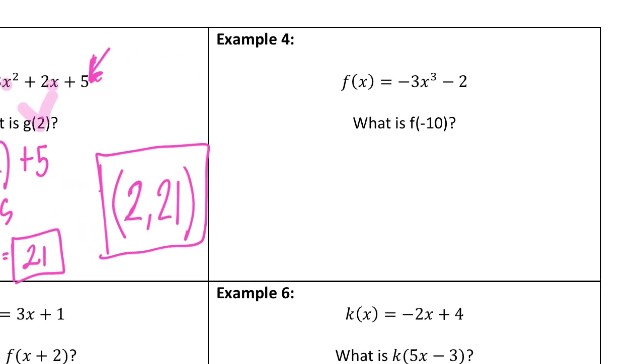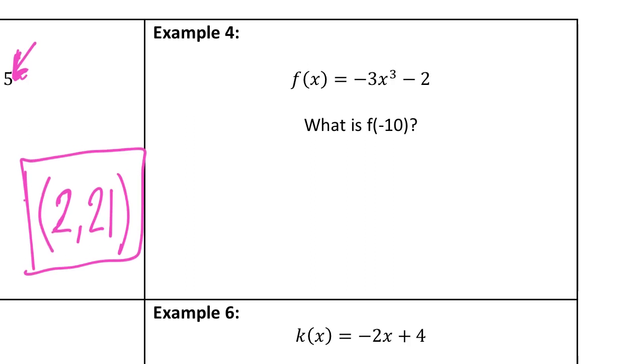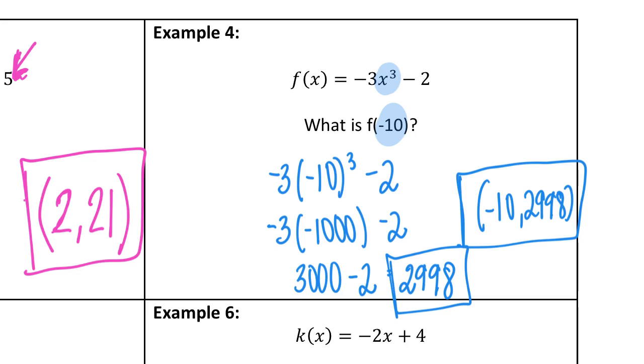Y'all go ahead and give this next one a shot. Pause the screen, plug in for x, and we'll see what you get for your answer. All right, let's see if you got that correct answer. You plug in negative 10 in place of x. So we have negative 10 cubed times negative 3, subtract 2. Negative 10 to the third power is negative 10 multiplied by itself 3 times, so we get negative 1,000 times negative 3, subtract 2. So you get 3,000 minus 2, which is 2,998. If you were going to write it as an ordered pair, you have (-10, 2,998).